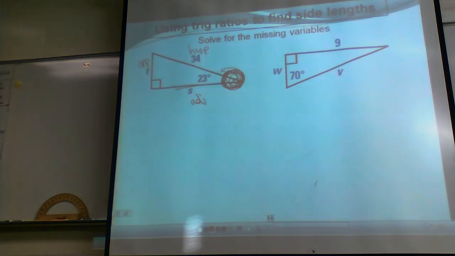How do you know if the other one's not adjacent, the other one's not opposite? Because the longest is the hypotenuse, and the second longest is the adjacent? No, the one that touches the angle. Oh. Adjacent means next to.